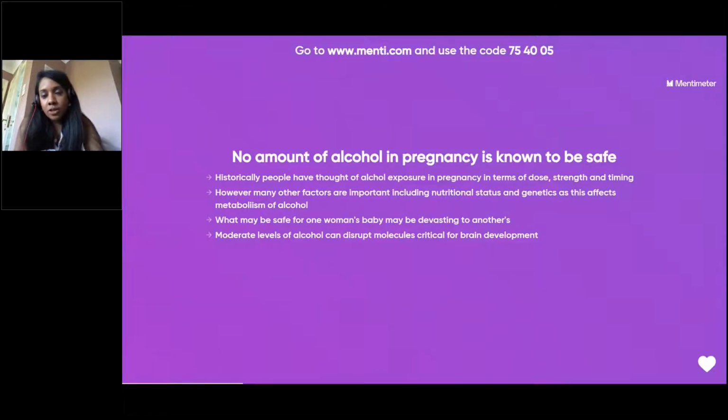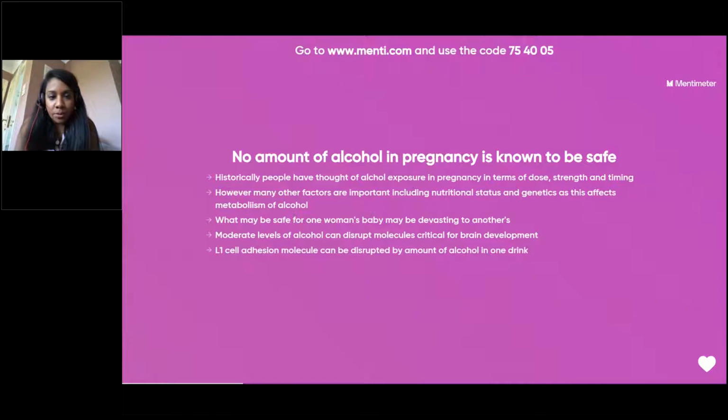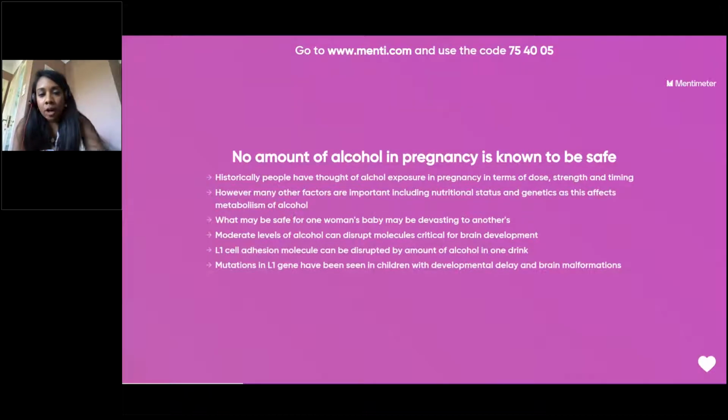And what we'll see as I go on in the presentation is that that then is key in terms of the symptoms that children with fetal alcohol spectrum disorder manifest with. So within the brain, there's an L1 cell adhesion molecule, and this can actually be disrupted by the amount of alcohol in just one drink, so relatively small amounts. And what we know is that in children who have developmental delay and brain malformations, they have mutations in the L1 gene. So you could hypothesize from that that if alcohol affects the adhesion molecule in the same cell, you're going to have difficulties with brain development.